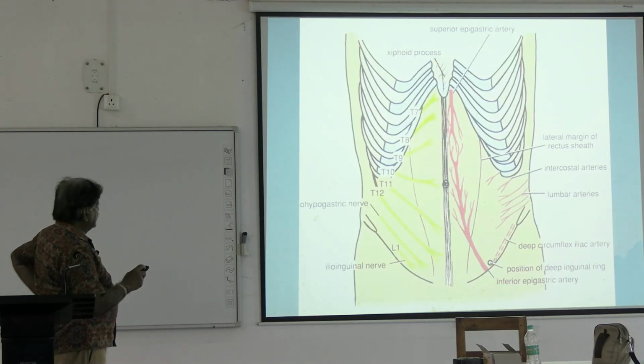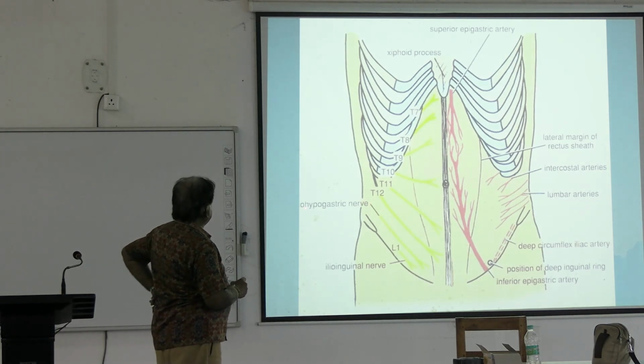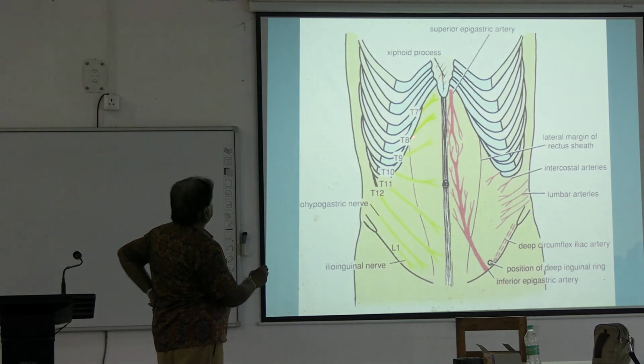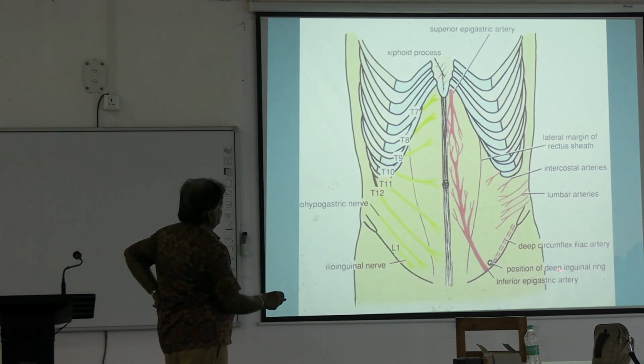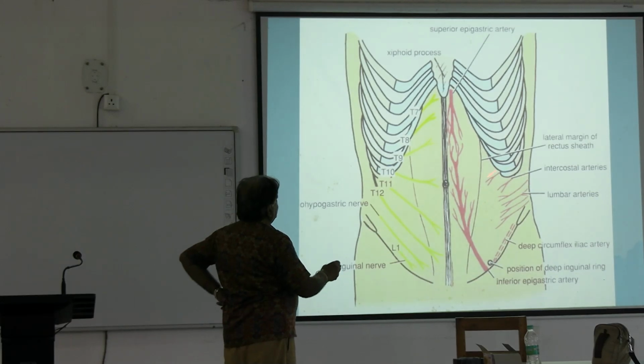Now you can see the vascular supply and the nerve supply. These are the iliohypogastric nerve, L1, ilioinguinal nerve, T12, T11, T10, T9, T8, T7. Now the superior epigastric artery, inferior epigastric artery, position of deep inguinal ring, deep circumflex iliac artery, lumbar arteries, lateral margin of the rectus sheath, and intercostal arteries.